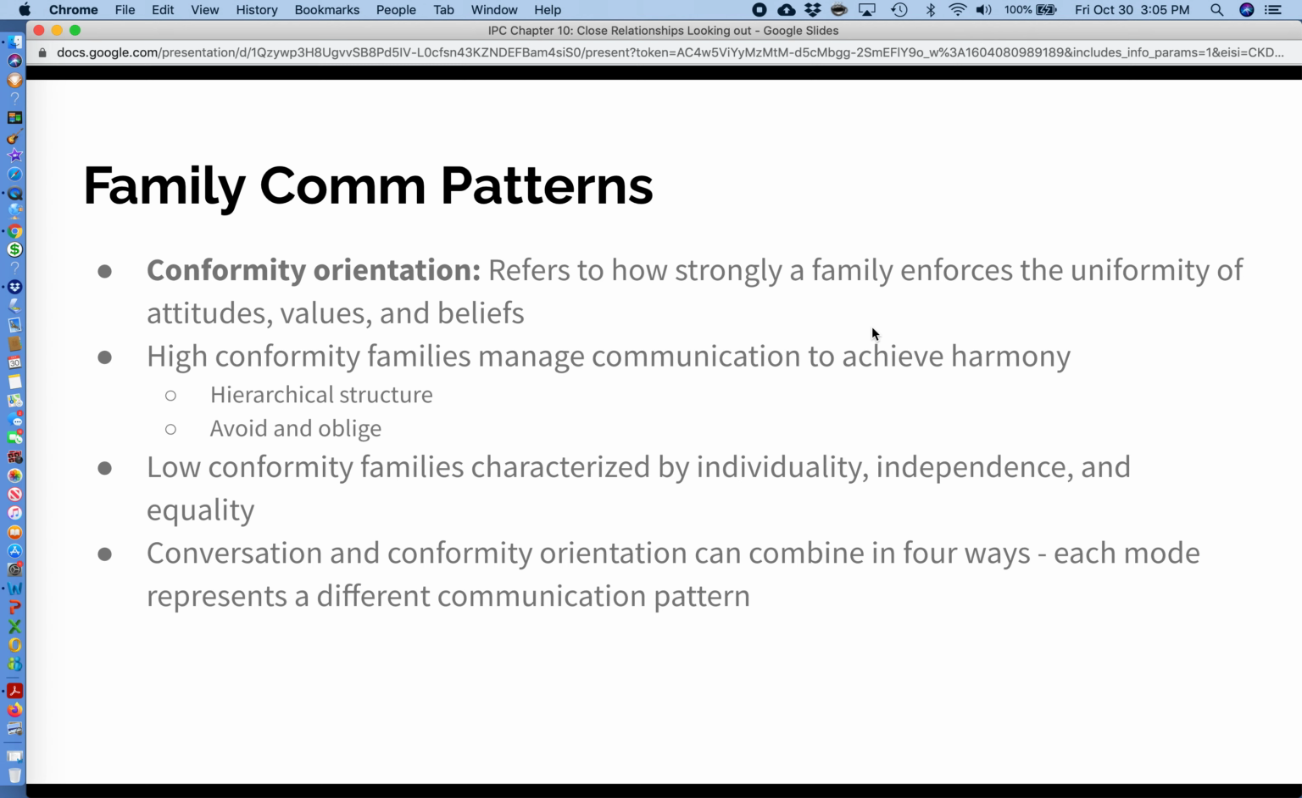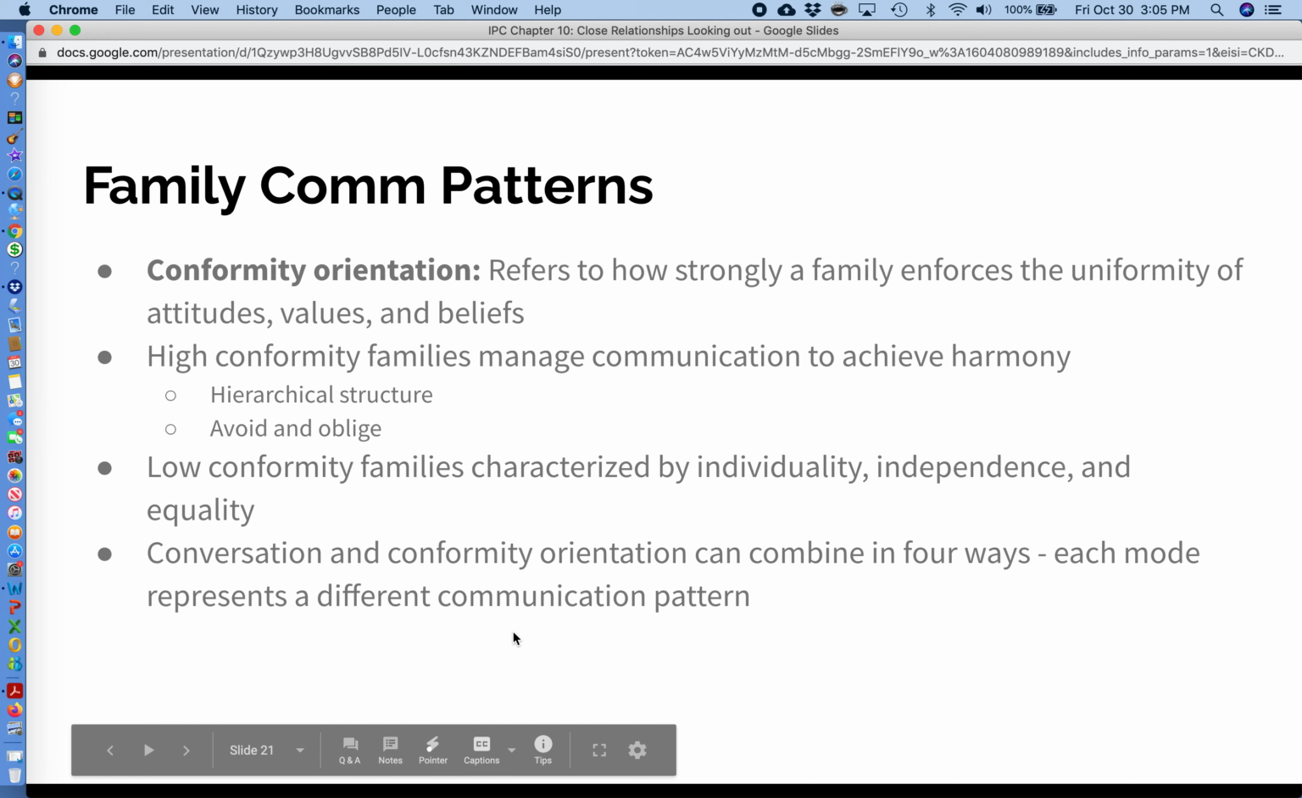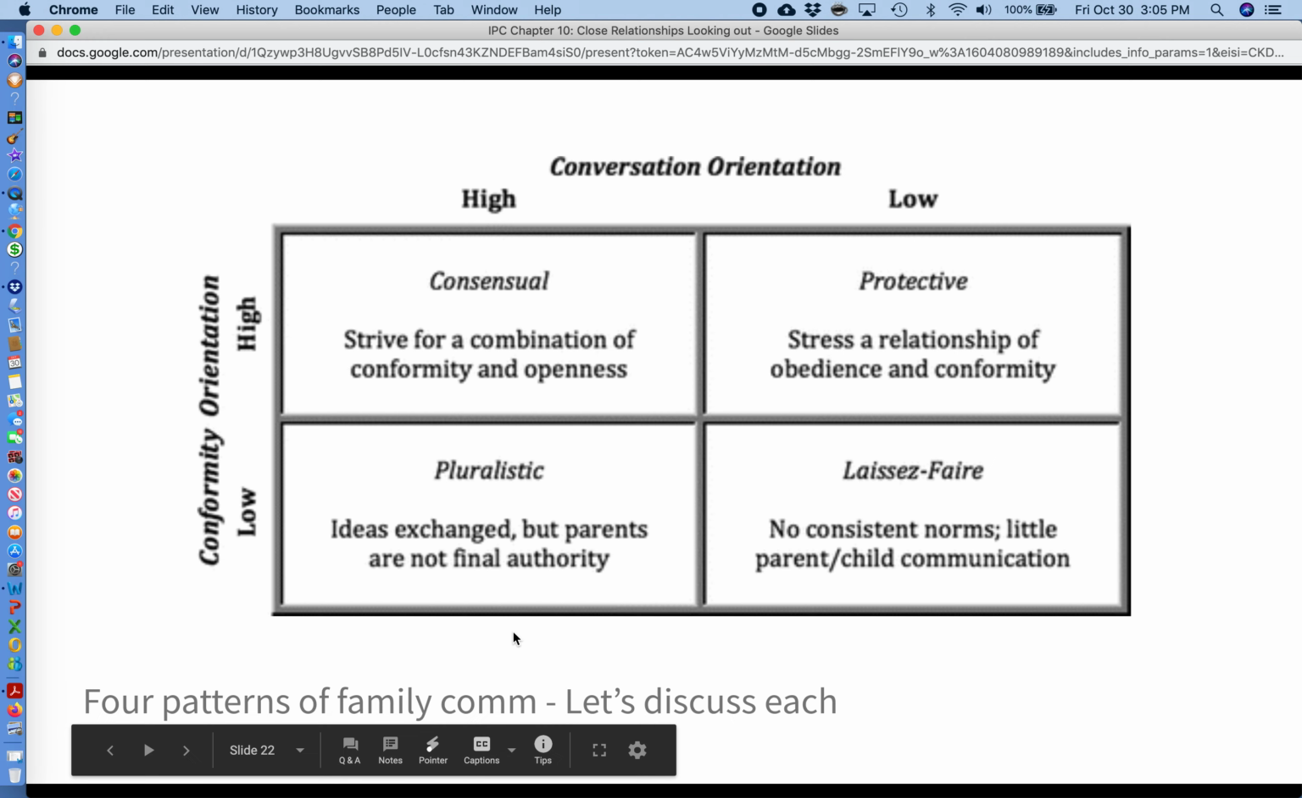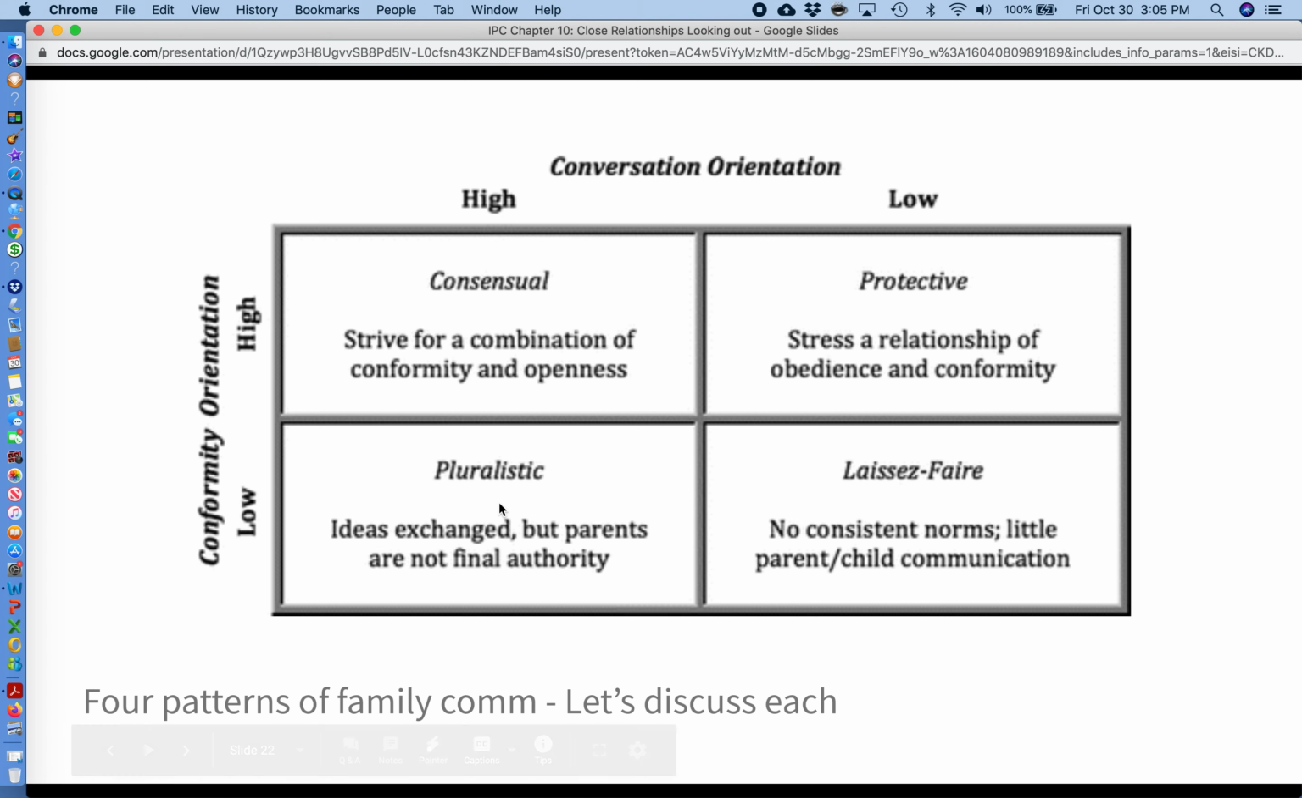And so together, conversation and conformity orientation can work out in four ways, right? They can combine in four ways, with each mode representing a different communication pattern, and here they are. If you come from a place where you have a high conformity orientation and a high conversation orientation, then what you're going for in your family usually is what we would call a consensual relationship, where you strive for a combination of conformity and openness.